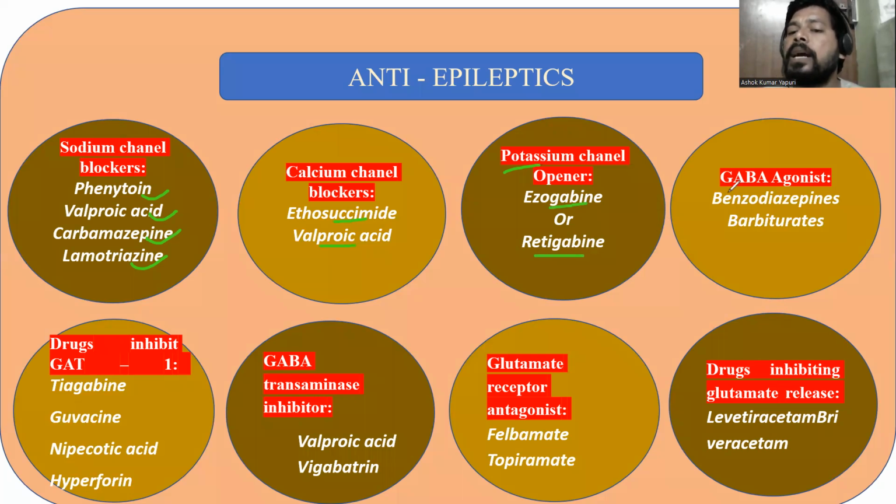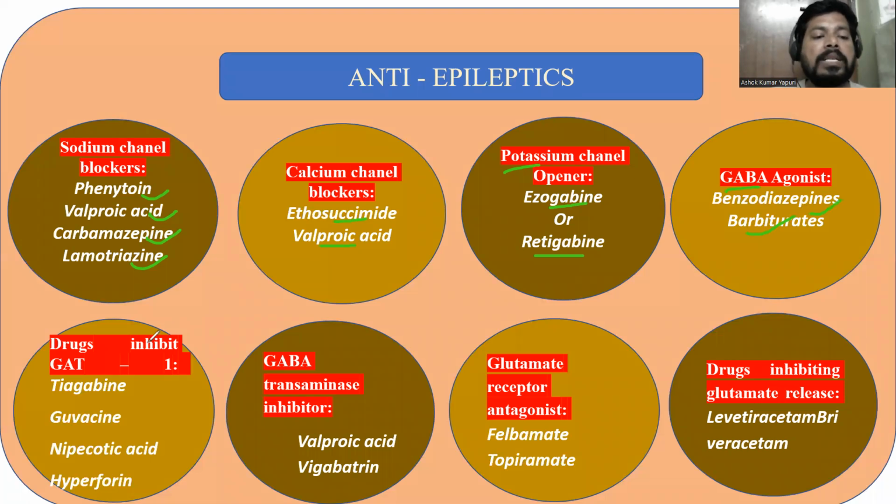And next is GABA agonist. As you know already, gamma aminobutyric acid is an inhibitory neurotransmitter in the central nervous system, and we have to increase the GABA action in the central nervous system for treatment of epilepsy. And benzodiazepines, barbiturates are the agonists at the GABA receptors, and they increase the GABA action. They act as a GABA agonist.